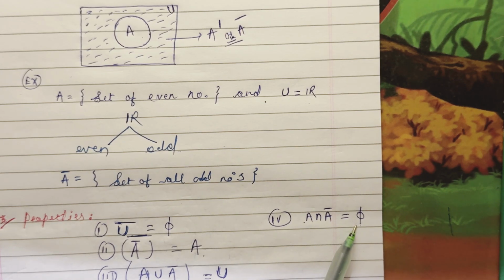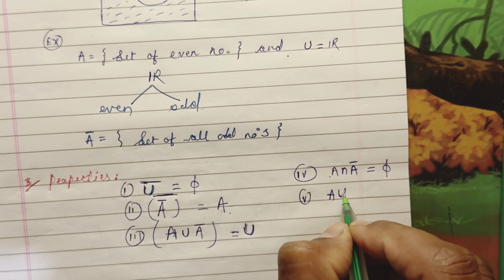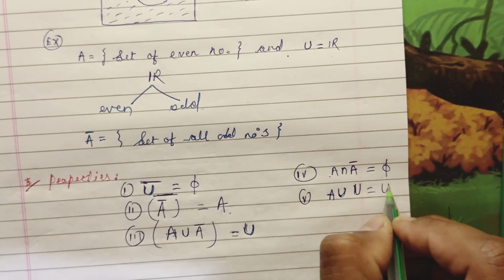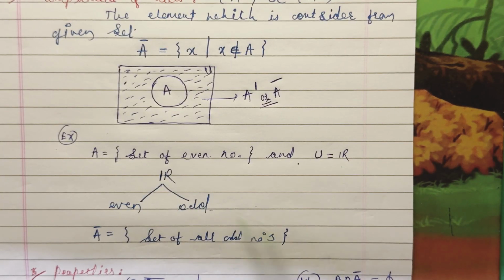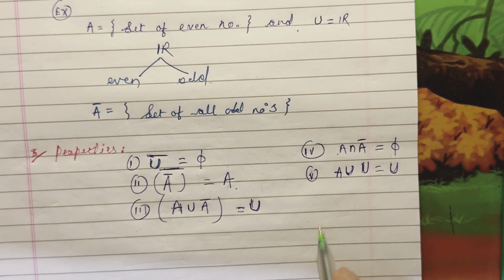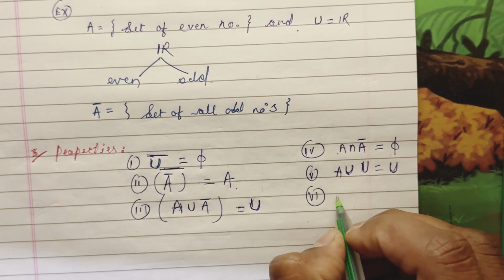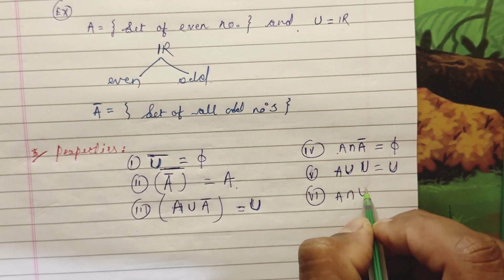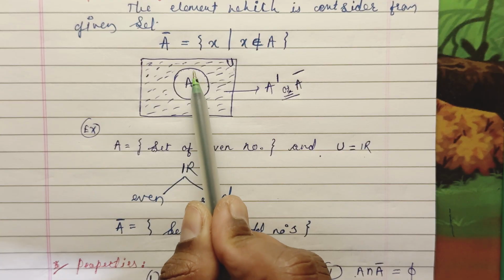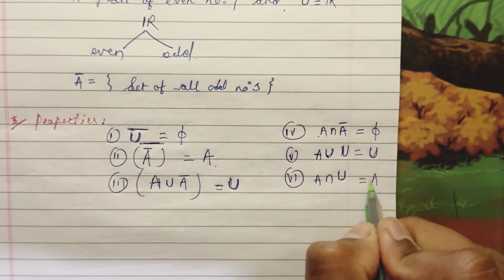Fifth property: A union universal set is only the universal set. You can see, guys, A union universal set, obviously you will get the universal set only. The sixth property we consider is A intersection universal set. We want the intersection between them, so we get only the common elements, which are in set A only. So this is the set A.